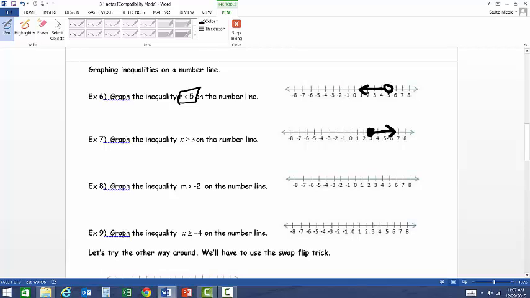Numbers more than -2. Now it does not say equal, so there's no solid dot and it should go to the right. And the last one says numbers more than or equal to -4. So let's show that. Equal to -4 means a solid dot. And then our arrow is going to go to the right towards numbers more than -4.